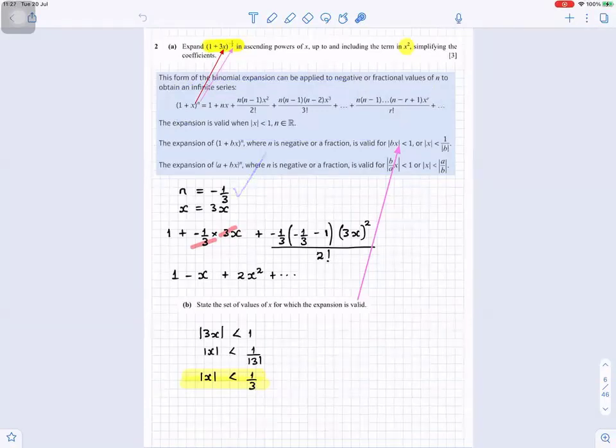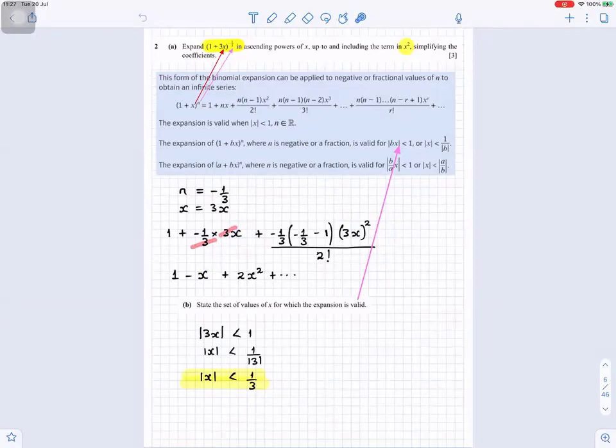n is minus 1 over 3. x is equal to 3x. So using that formula, we have 1 plus minus 1 over 3, which is our n, times our x, which is 3x. And then minus 1 over 3 times minus 1 over 3 minus 1 over 2 factorial times 3x squared. So simplifying that, you get 1 minus x plus 2x squared.